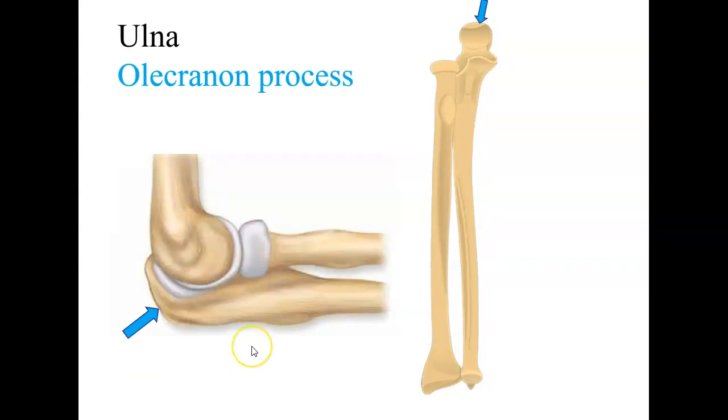So the ulna has many different parts. The olecranon process is going to make up your elbow, so it literally is your elbow. And I put the arrows in the anterior view picture toward your right, and then on the left-hand side I put in a picture from the side view so you can see that it literally makes up your elbow, and that's called the olecranon process. Of course, that articulates with the olecranon fossa of the humerus.